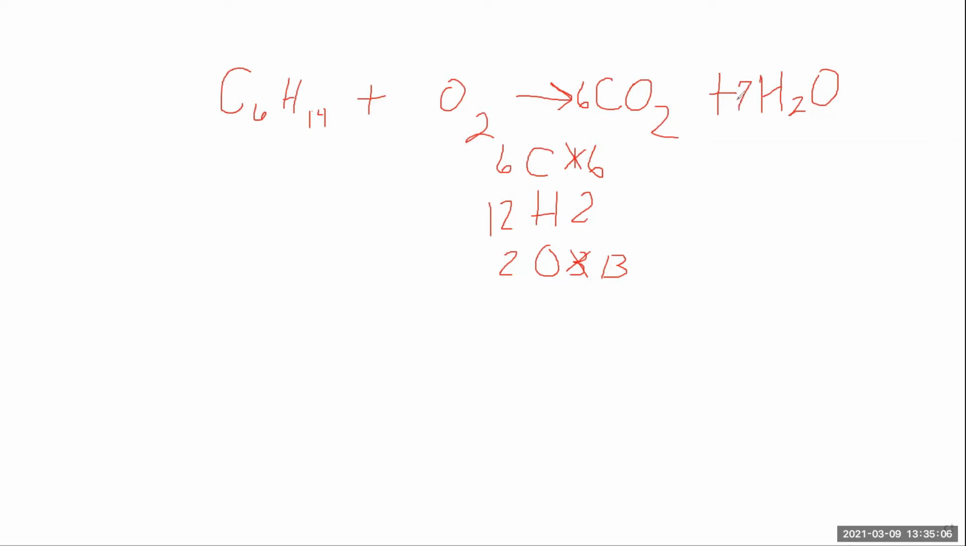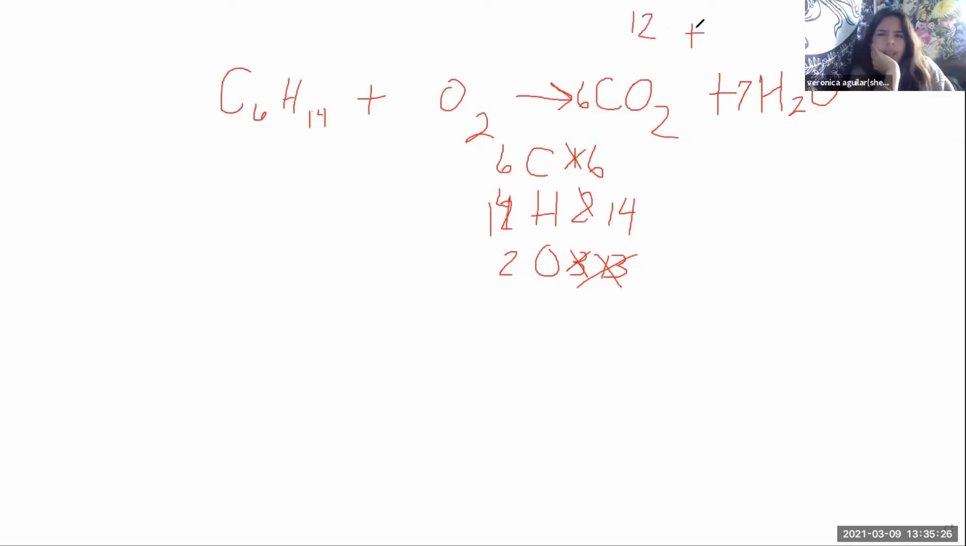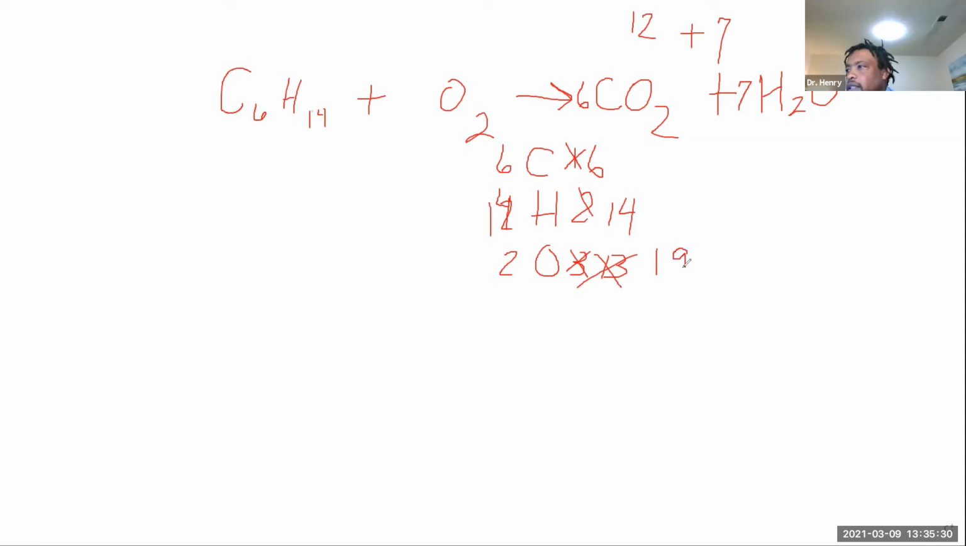Okay, so then that means I have how many hydrogens? 14. Okay, so my hydrogens are balanced. How many oxygens do I have now? 16? Or no, 19. I have 6 times 2 is 12, plus 7, 19.